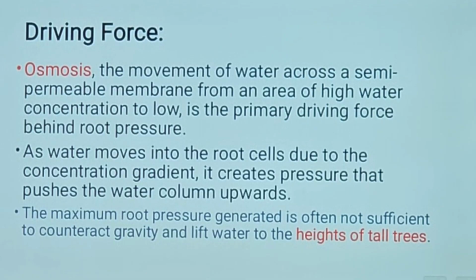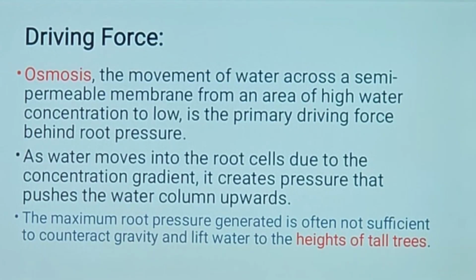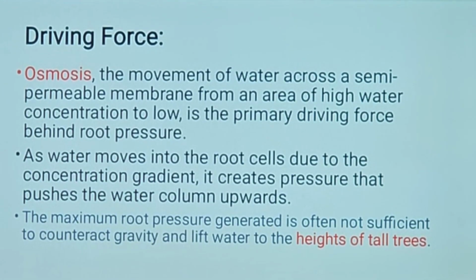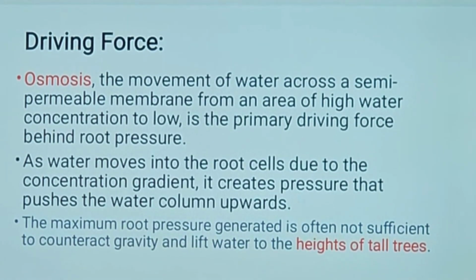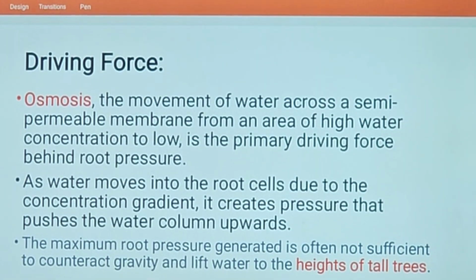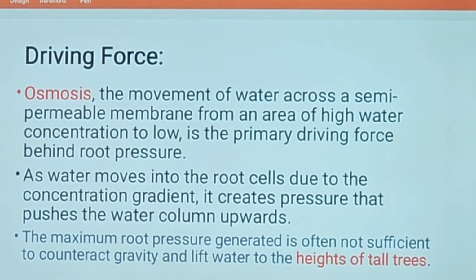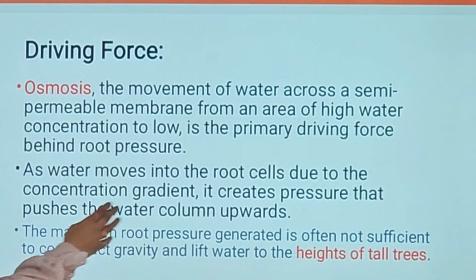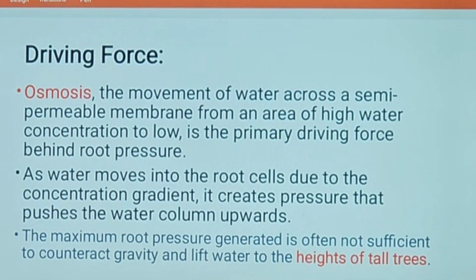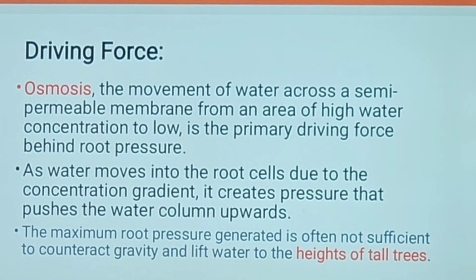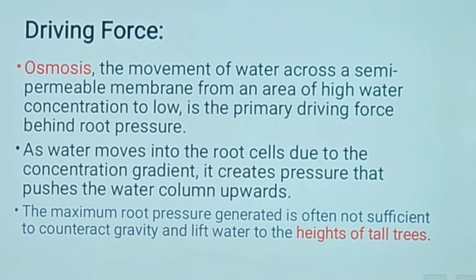However, the sole driving force for the development of hydrostatic pressure or the root pressure is osmosis, that is the movement of water across a semi-permeable membrane from an area of higher water concentration to lower, and it is the primary driving force behind root pressure. As water moves into the root cell due to the concentration gradient, it creates pressure that pushes the water column upward. But the maximum root pressure generated is often not sufficient to transport water to the tallest tree. So this is the disadvantage of this theory, that it can't transport water to tall trees.